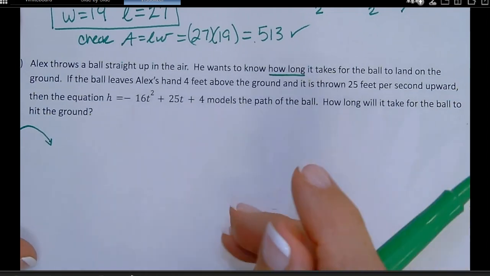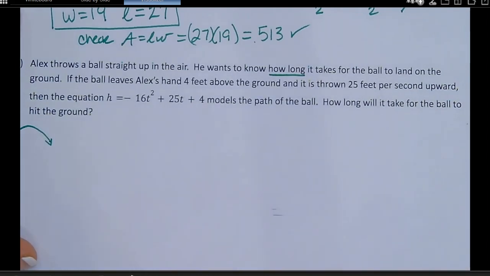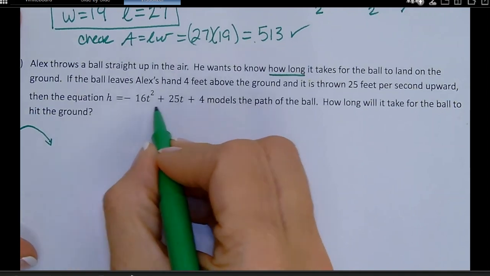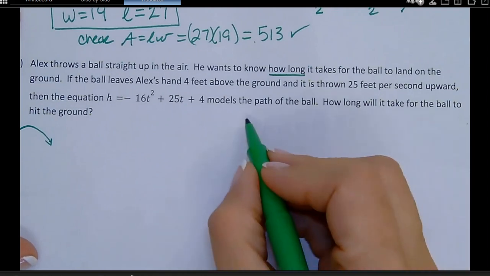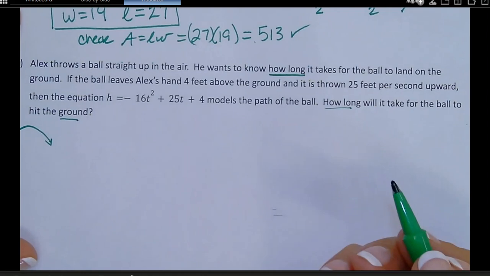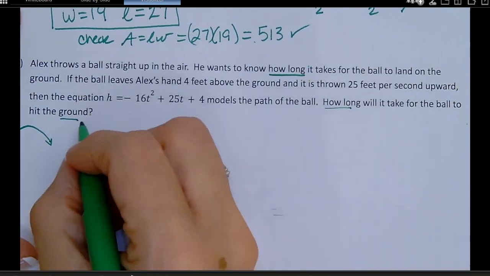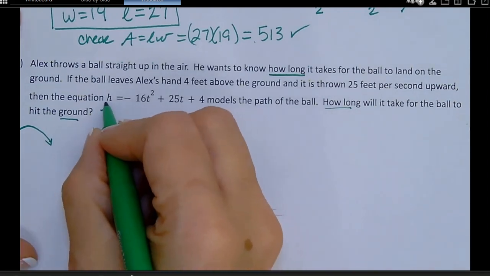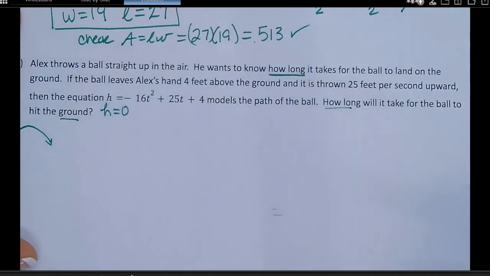That negative 16 before the t squared came from smart physics people who helped figure out the acceleration and the gravitational pull and stuff like that. So we're going to trust that their equation is correct. How long will it take for the ball to hit the ground? What is our height when we are on the ground? Our height is 0. So when h equals 0, what is t?